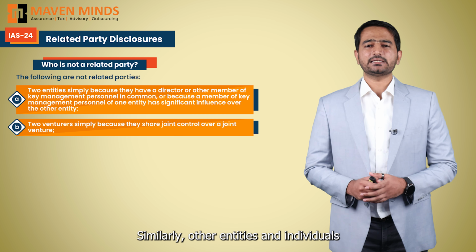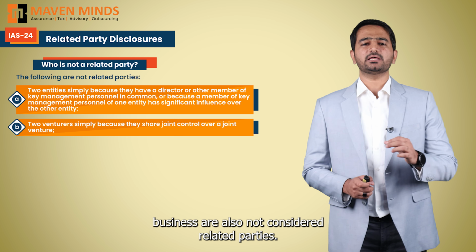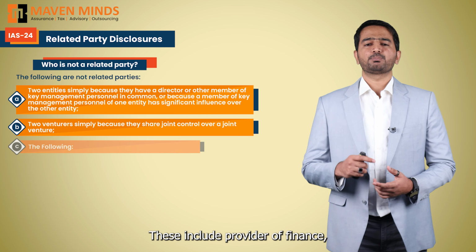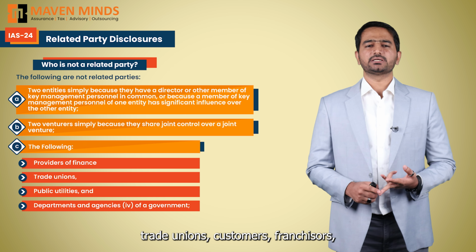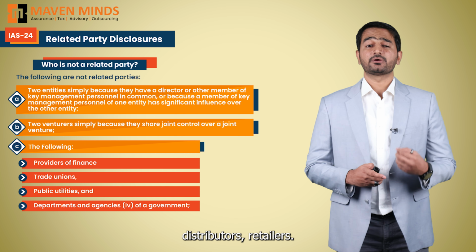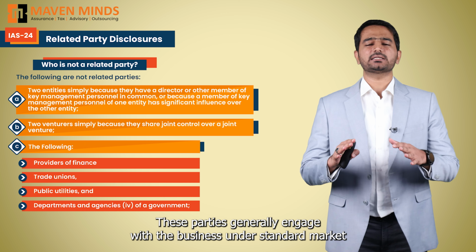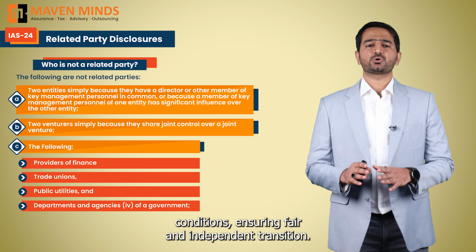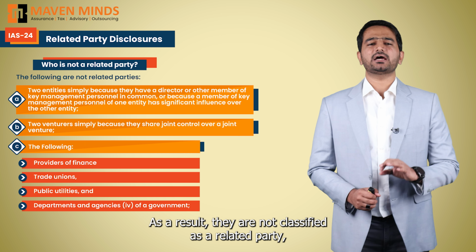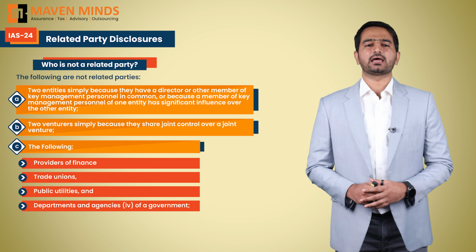Similarly, other entities and individuals that typically engage with the business on an arm's length basis are also not considered related parties. This includes providers of finance, trade unions, customers, franchisors, distributors, retailers. These parties generally engage with the business under standard market conditions, ensuring fair and independent transactions. As a result, they are not classified as related parties even though they frequently transact with the reporting entity.